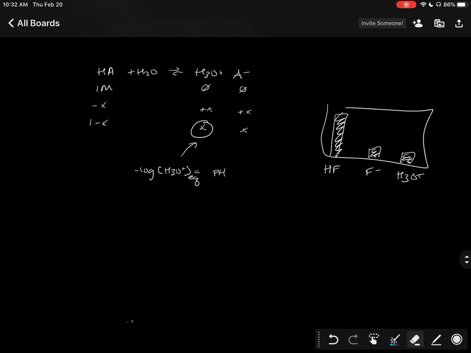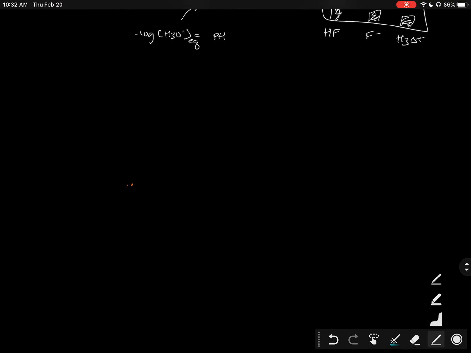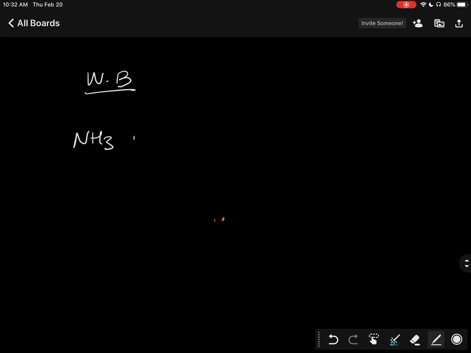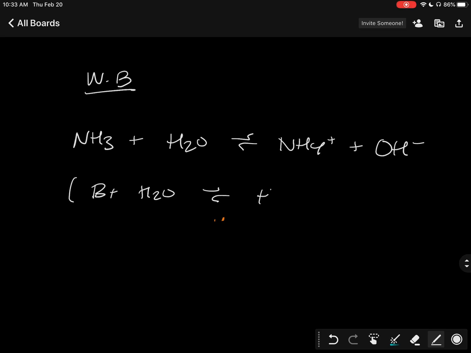Okay, so let's do the same thing but with weak acids or weak bases. So let's say that we have the weak base ammonia. So it's NH3 plus H2O goes to form NH4 plus and OH minus. And so the general formula is B plus H2O goes to form HB plus and OH minus. This is our generic one, applicable to everything.